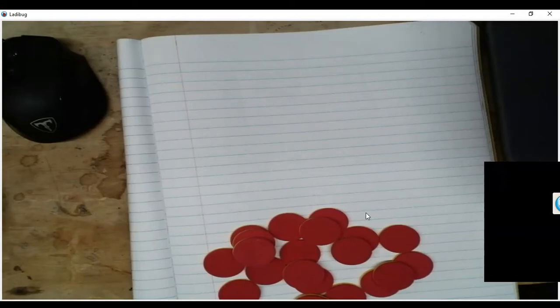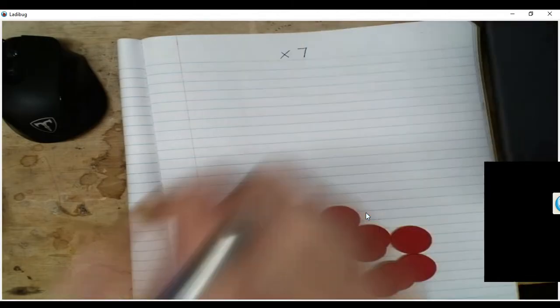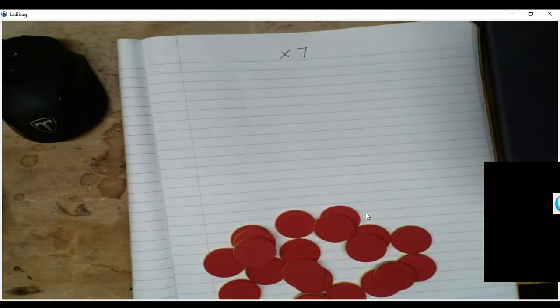Everyone, I thought today for Fact Fluency Talk, I would talk about sevens, multiplying sevens. So sevens can be one of those that are a little intimidating for some students. Some students have them down, no problem.